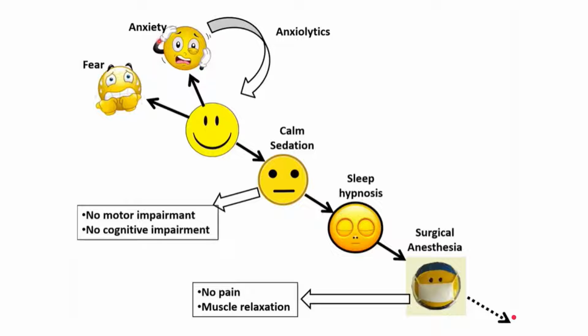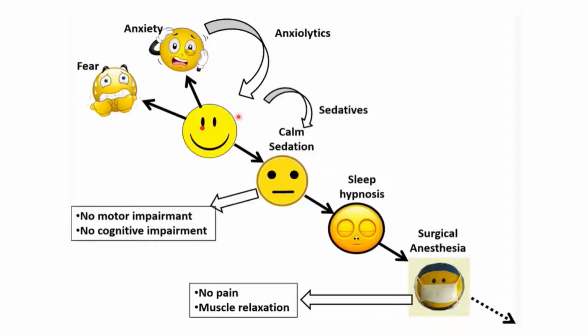Now, if a drug is able to move a patient down from a stage of anxiety over here, down to a normal state, it's called an anxiolytic drug. Okay? Anxio meaning anxiety and lytic meaning destroying. So they are destroying anxiety by bringing down the patient from a stage of anxiety to a normal state. Now, if a patient has a drug that takes them from the normal state to a calm or sedated state, this is called a sedative, something we've already discussed.